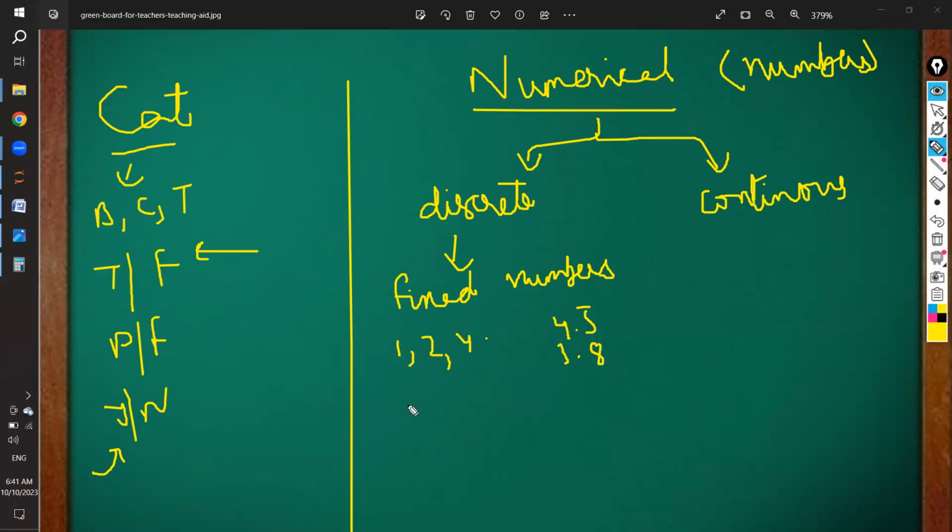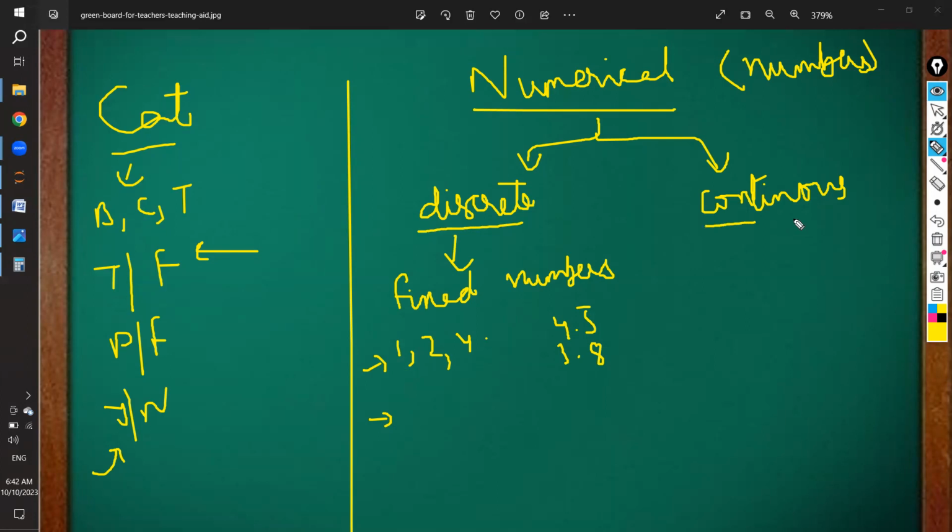Similarly, how many students in a class, how many members in a family, how many degrees do you have. They are only fixed countable numbers. That comes under discrete.